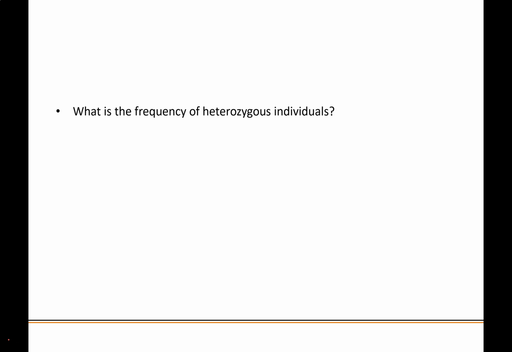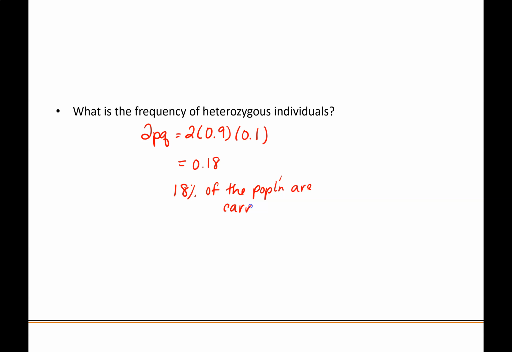Now let's calculate the frequency of heterozygous individuals. You might do this because you want to know what percentage of your population are carriers for a particular disease. So to calculate the frequency of heterozygotes, we use the 2pq part of our equation. So 2 times 0.99 times 0.01 is equal to about 0.02, which means that about 2% of the population are carriers for PKU.